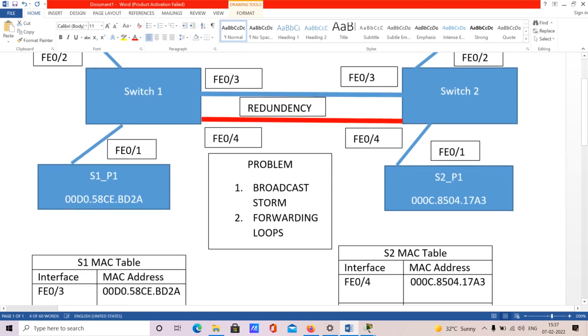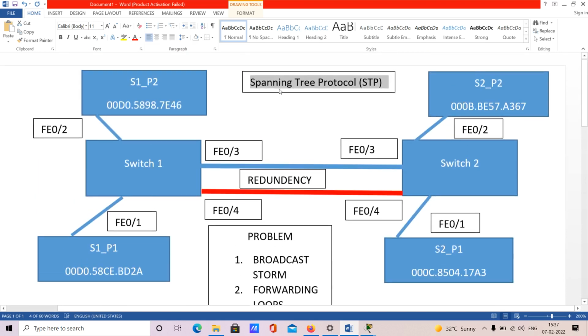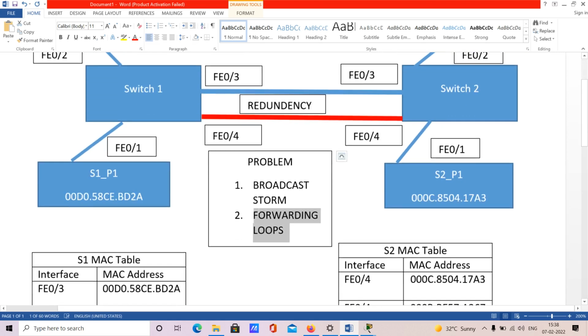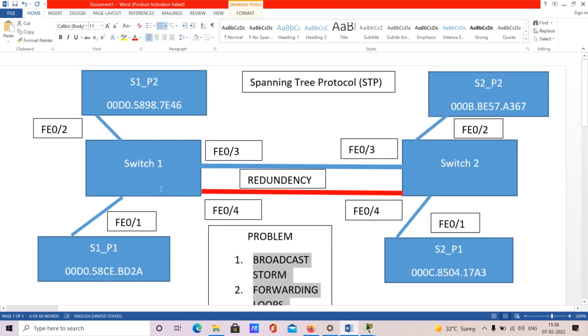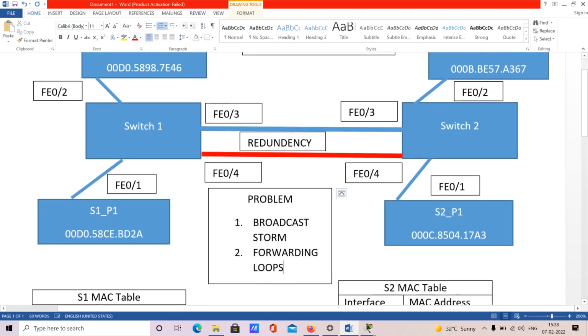Hope you understood the concept. Let me repeat it once again. Why are we using spanning tree protocol? In a network, when there are multiple links across the switches, we create multiple links in order to make the network redundant. The moment we create redundancy, two problems occur. One is broadcast storm, which means messages keep on circulating across the switches, keep on flooding across the network. And second is forwarding loops.